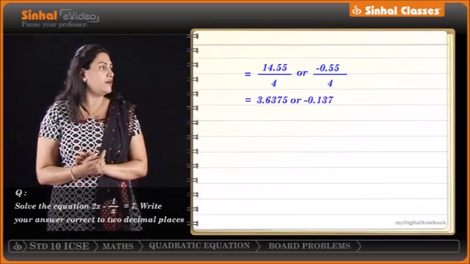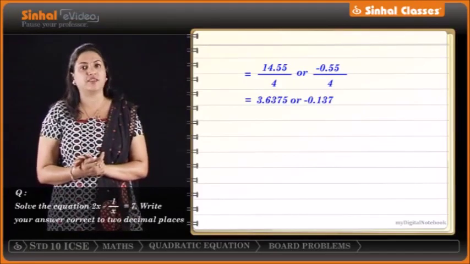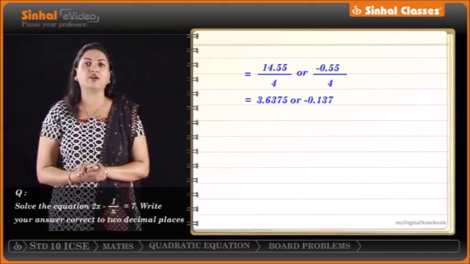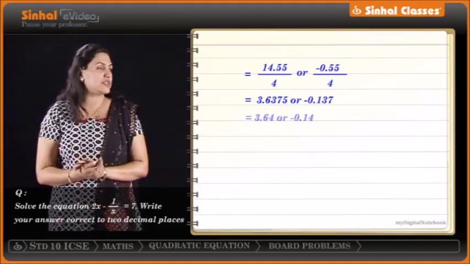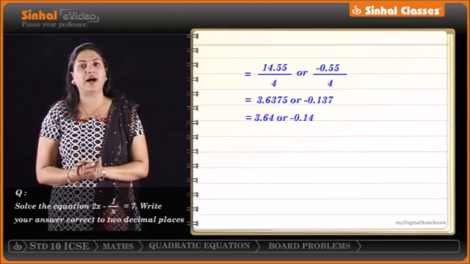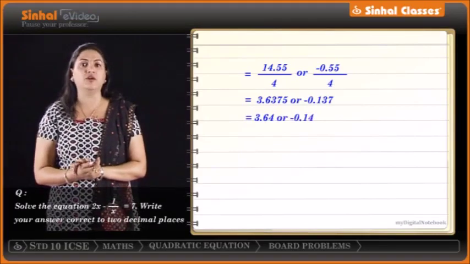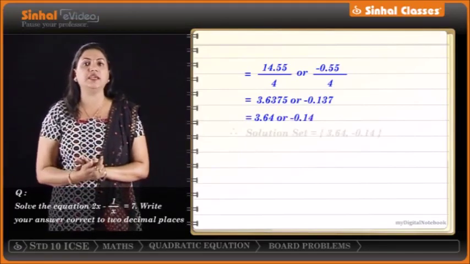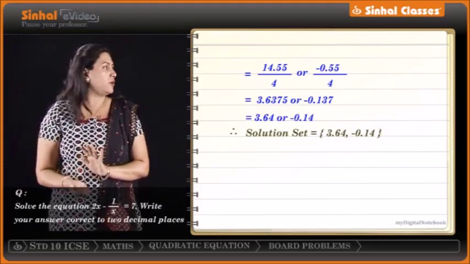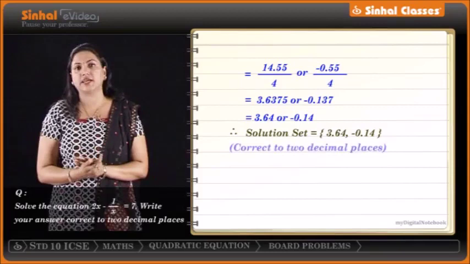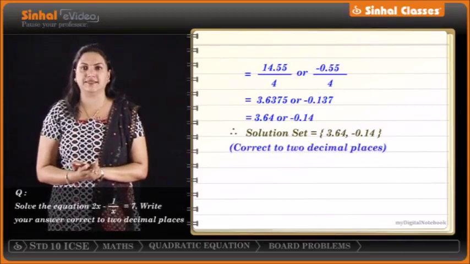Now divide this, we get 3.6375 or minus 0.137. Now we round off this to two decimal places as 3.64 or minus 0.14. So the solution set will be minus 0.14, comma 3.64. This is correct to two decimal places.